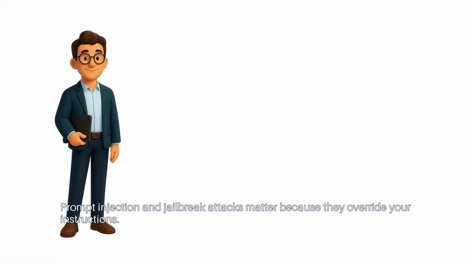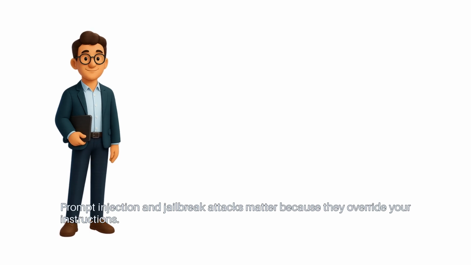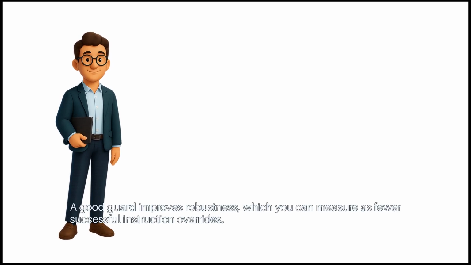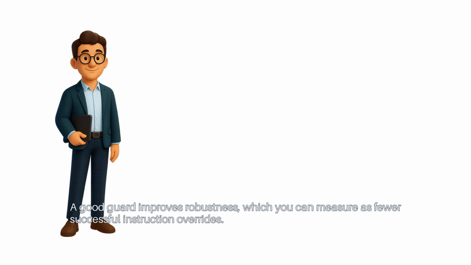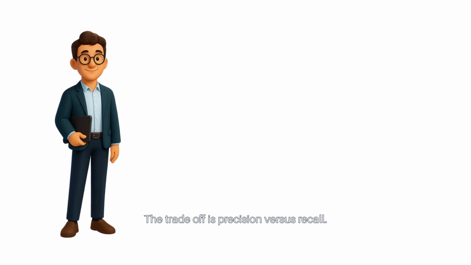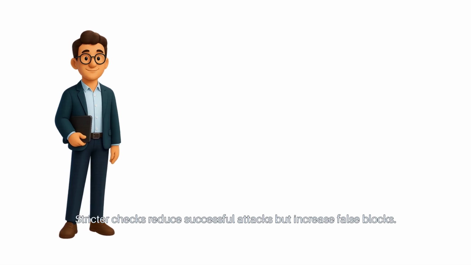Prompt injection and jailbreak attacks matter because they override your instructions. That directly harms safety and reliability. A good guard improves robustness, which you can measure as fewer successful instruction overrides. The trade-off is precision versus recall. Stricter checks reduce successful attacks, but increase false blocks.